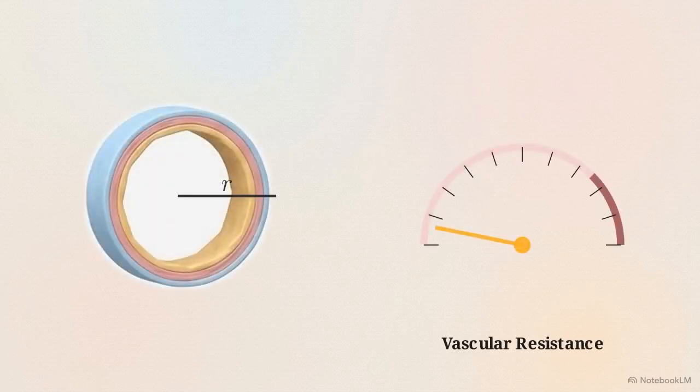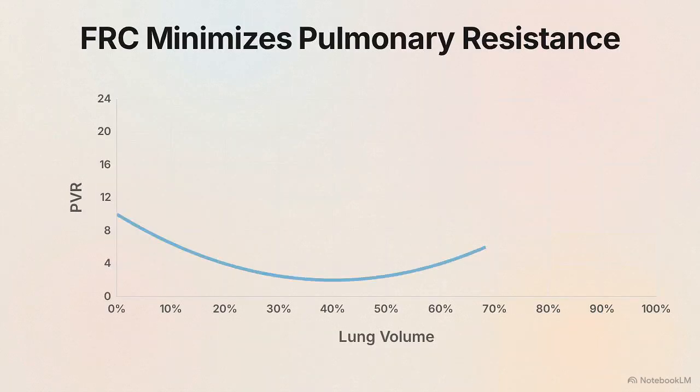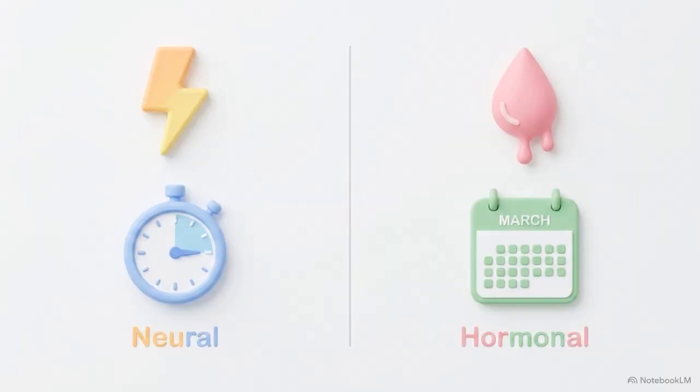Resistance changes according to the inverse fourth power of the radius, with the Tunica Media serving as the primary anatomical effector. In the pulmonary circuit, take note of the specific lung volume where resistance reaches its absolute minimum, functional residual capacity. For descriptive analysis, distinguish between the immediate neural control of the alpha-1 sympathetic pathway and the long-term systemic management provided by the RAS hormonal cascade.